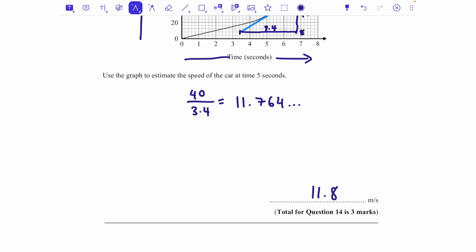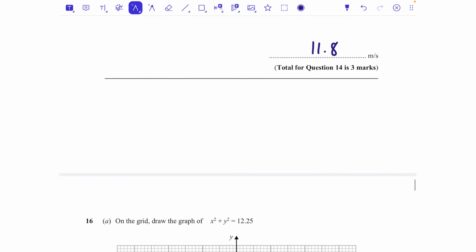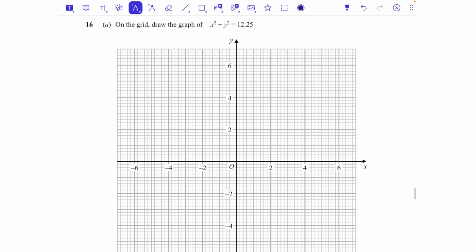But there would be a range of answers available, and I'll pop the mark scheme up so you can see if you're in range. Okay, question 16. On the grid, draw the graph x squared add y squared is 12.25. This is actually the equation of a circle. So x squared add y squared equals the radius squared is the equation of a circle. Whenever you see x squared add y squared, you know that this is going to be a circle. So what I need to do to get the radius of a circle is actually just square root that number.